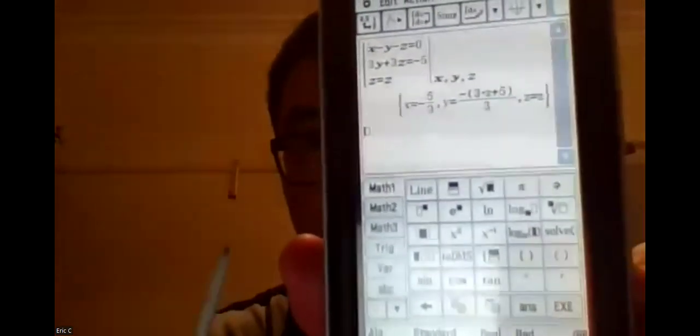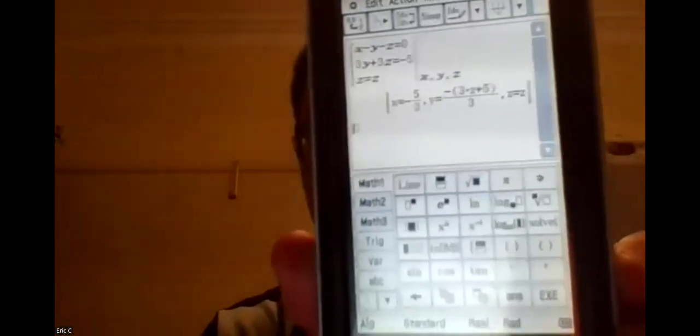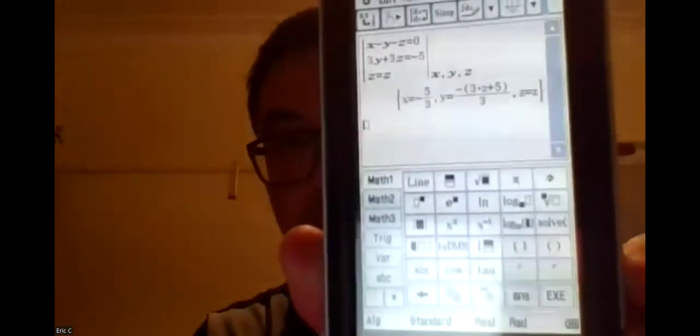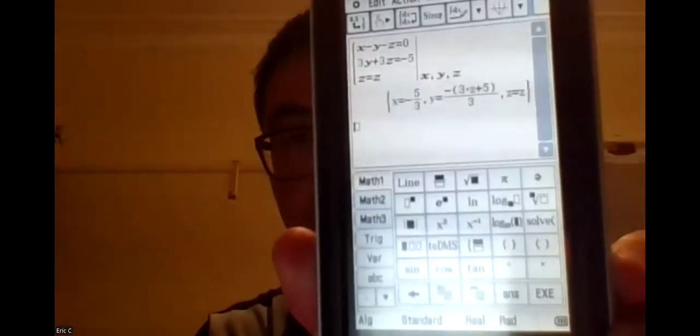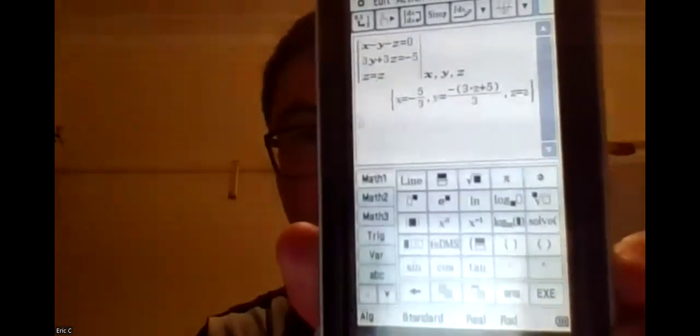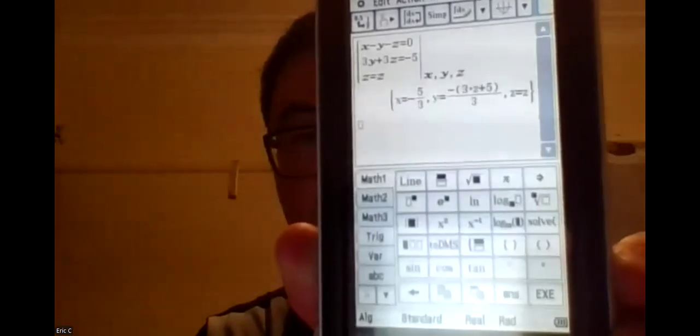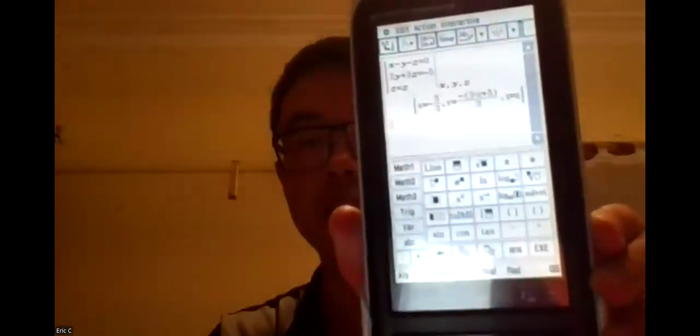In this case, you can see z is equal to z because that's basically lambda, which gives infinitely many solutions. And then x is equal to negative 5 over 3, which is a single solution. And then y is expressed in terms of lambda, which is negative 3 lambda minus 5 over 3. And then z is equal to lambda. So we can go ahead and write that in our answers.